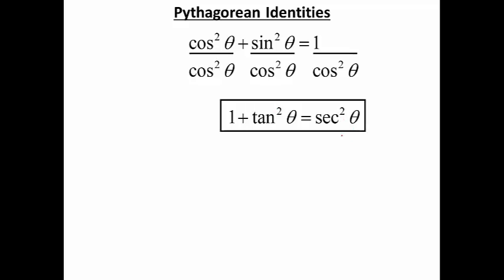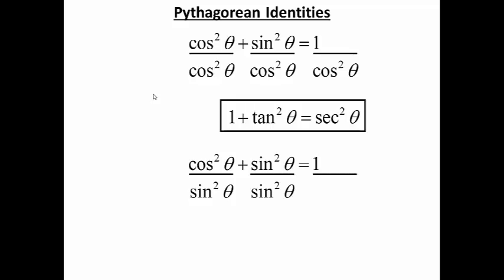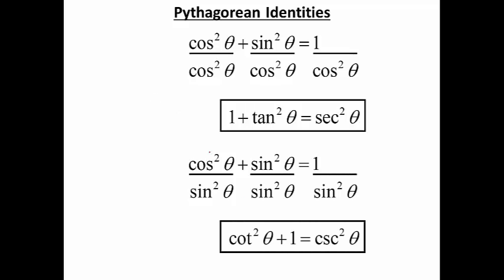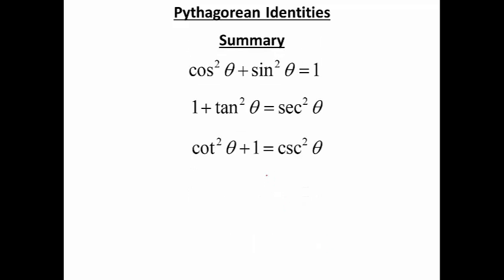Now, to get our third identity, hopefully you can kind of realize what we're about to do. We'll go back to that original Pythagorean identity, but this time, what are we going to divide by? We're going to divide by sine squared. Cosine over sine is cotangent. Sine over sine is 1. 1 over sine is cosecant. And of course, still having the squares in there. All right, so here are our three Pythagorean identities.